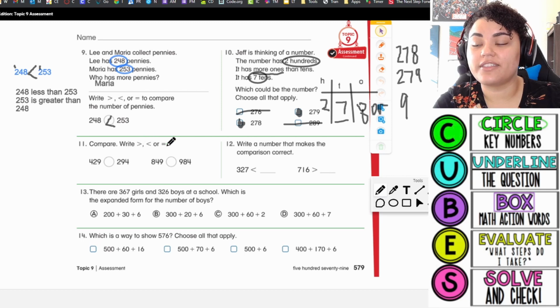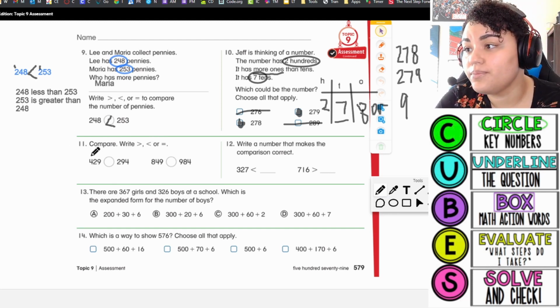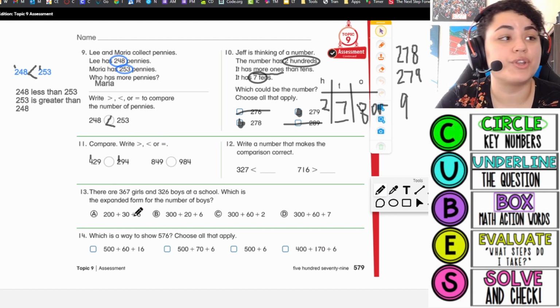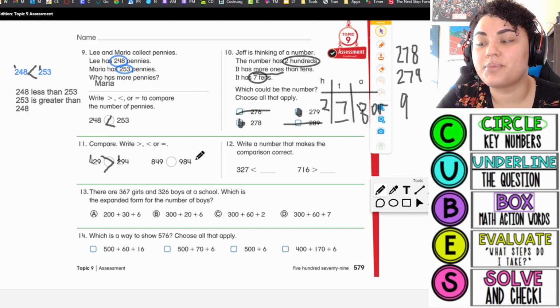Compare, right? Less than, greater than, or equal to. So first compare the hundreds, then go down to the ones. 400, 200. Which one's bigger? Definitely 400. So we'll say 400 is greater than 294. Compare the hundreds first. We have 8 and 9. 9 is bigger. So we draw our less than symbol because 849 is less than 984.